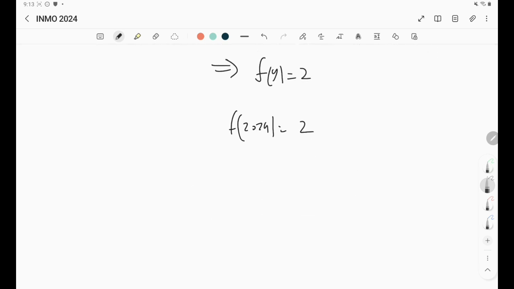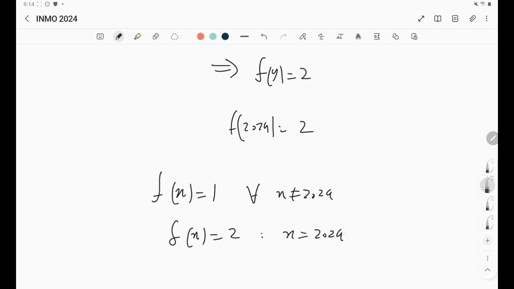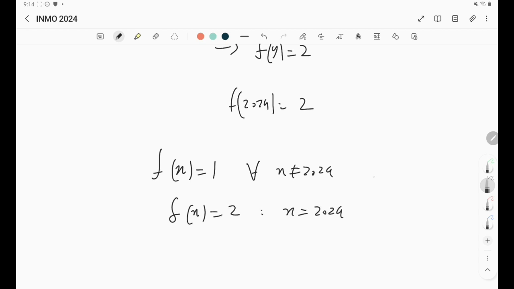We don't really need to describe f specifically, although I think we can. But anyway, right now we just care about finding this. Can we find an example? Well, it's very easy. Just pick this example. f of x equals 1 whenever x is not 2024, and f of x is equal to 2 when x is equal to 2024. So this function actually works.